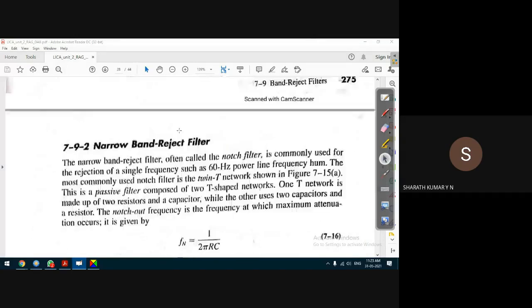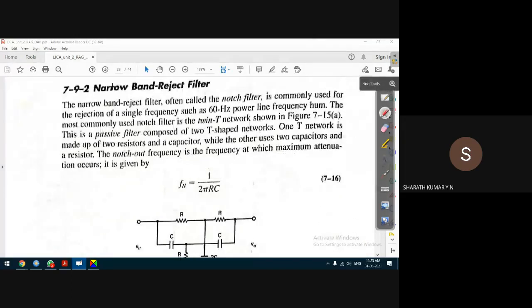Yeah, so let us look into that narrowband reject filter. It's also called a notch filter. I think in the beginning we discussed it. It is also called a notch filter.